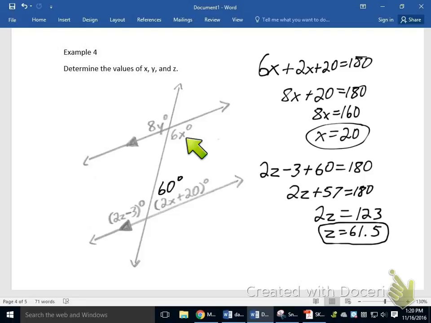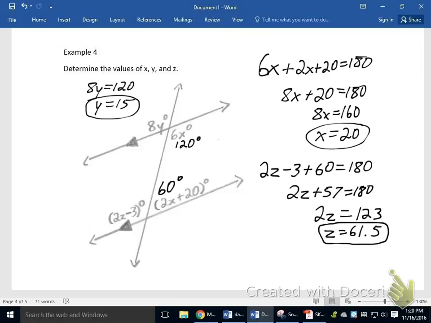Perhaps the easiest is figuring out this angle. 6 times 20 would be 120 degrees. And knowing that 8y and 120 degrees would be vertical angles, so they're equal. So 8y equals 120. And all I got to do is just do 120 divided by 8, and I get 15 for y. And that finishes up our problem. There's x, y, and z.